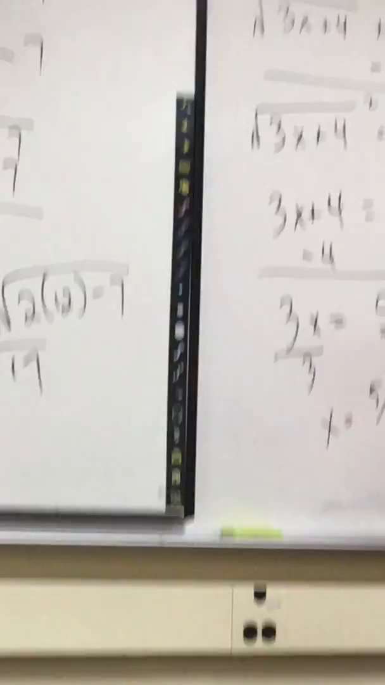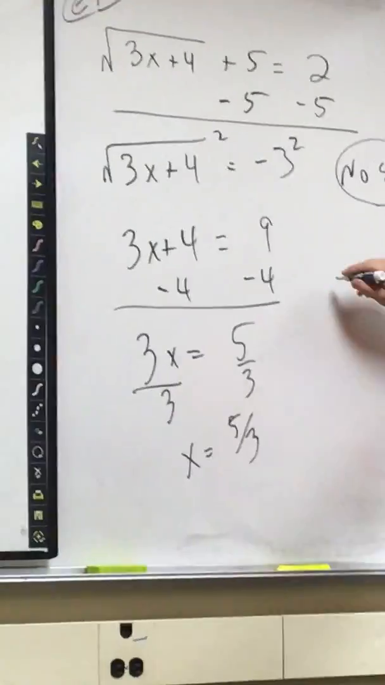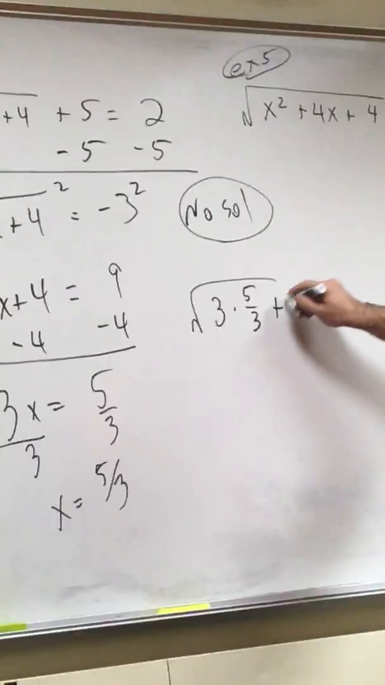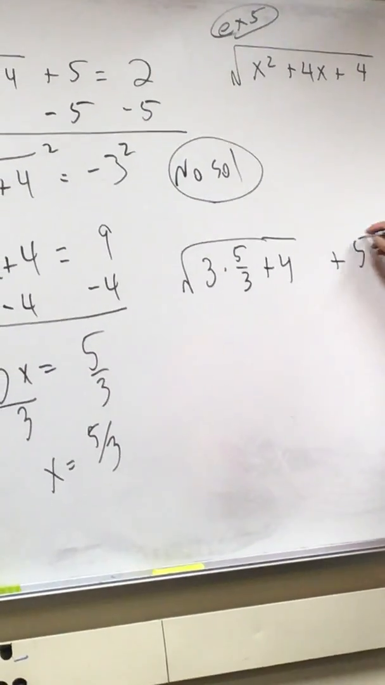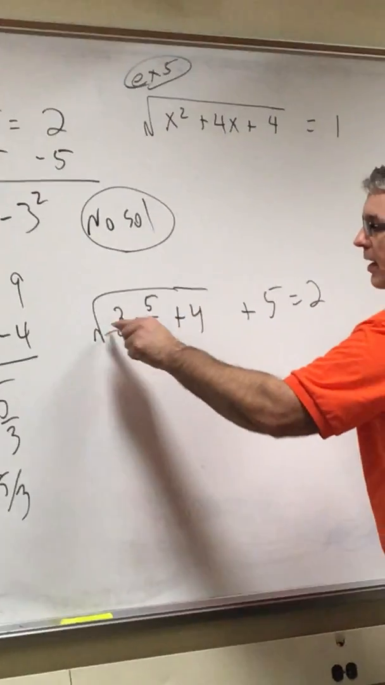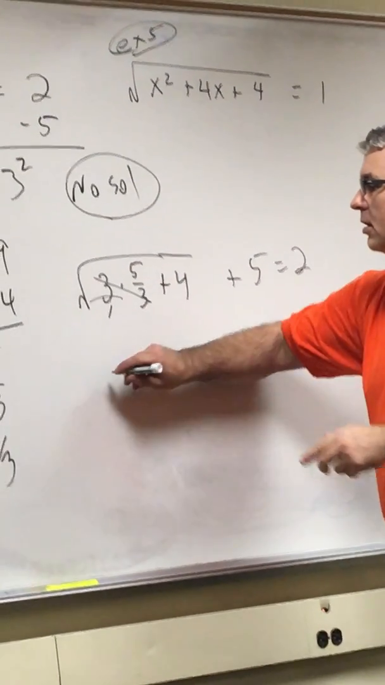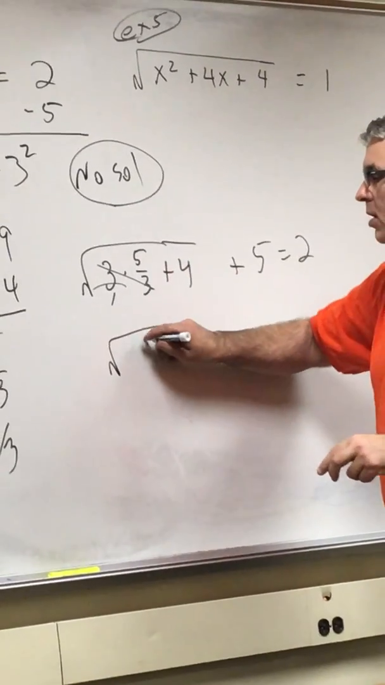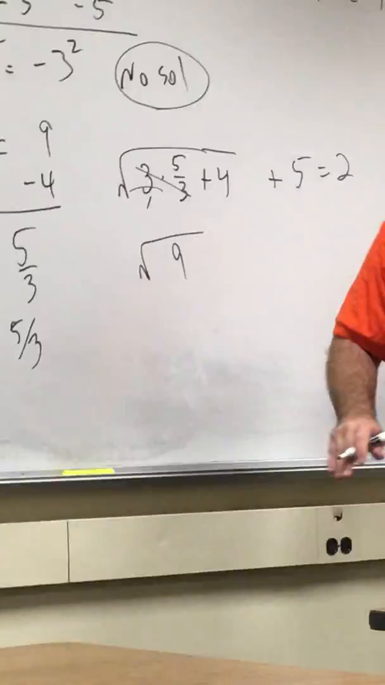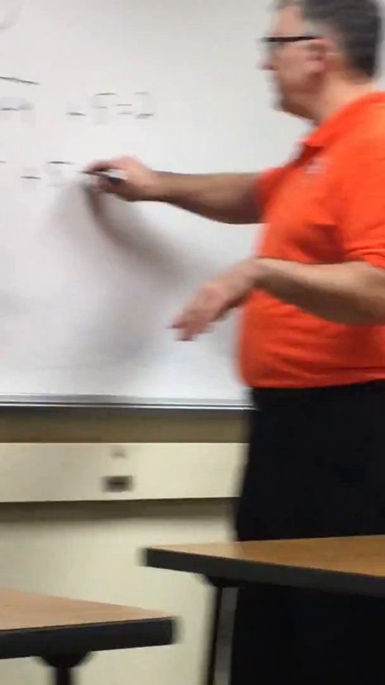All right? If you take a moment and put the 5/3 back in. So I got the square root of 3 times 5/3 plus 4, plus 5 equals 2. 3 times, put that over 1, the 3's will cancel. We end up getting 5 plus 4, that's the square root of 9. If that arithmetic lost you a little bit on fractions, don't worry about it. Plus 5 equals 2. The square root of 9 is 3, plus 5 equals 2.